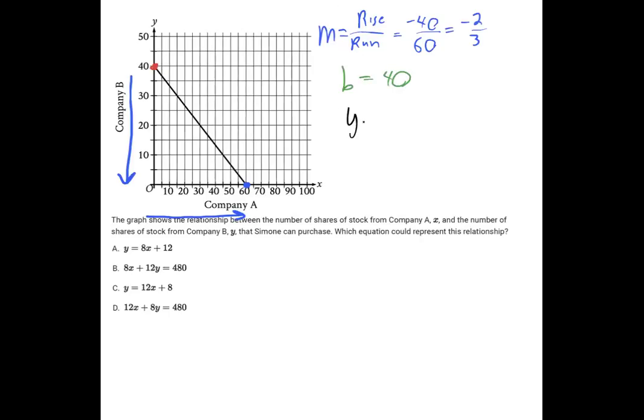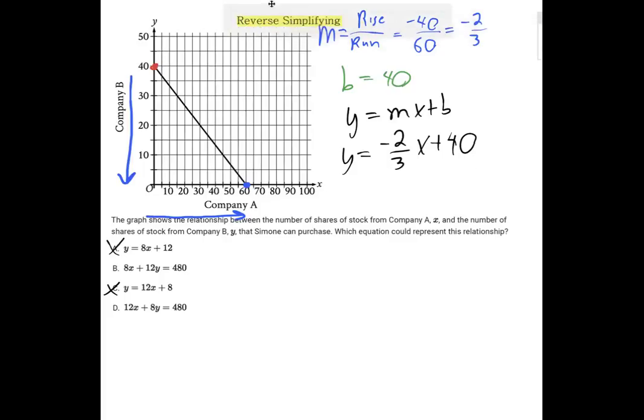So getting the full equation of that line in mx plus b format, we know that it's negative 2/3 x plus 40. Now that obviously doesn't match any of the answer choices, but we know for a fact right now that it's not A or C, because if it's in a y equals format, the slope is going to be negative 2 over 3.